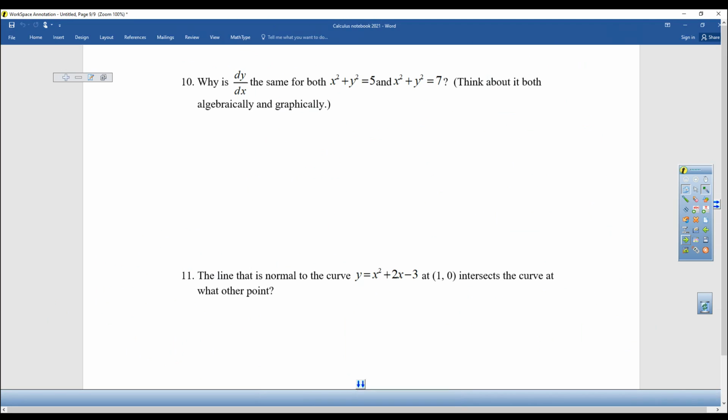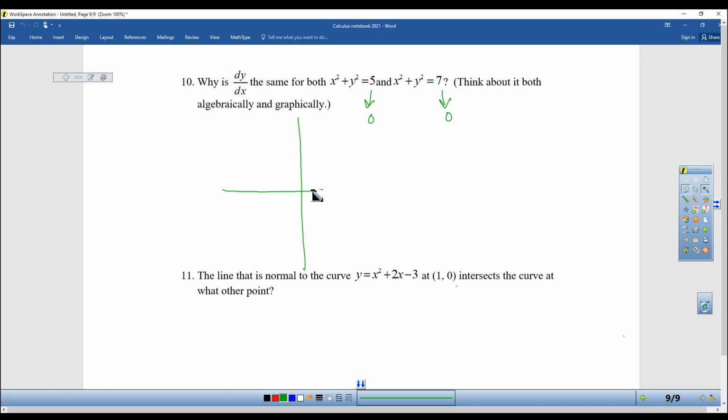Number 10 is actually just a thinking question. So it says, why is the derivative the same for both x squared plus y squared is equal to 5 and x squared plus y squared is equal to 7? Algebraically, it's because when you go to take the derivative, the 5 and the 7 are both going to go to 0. And so it really doesn't matter what the number on the end is.